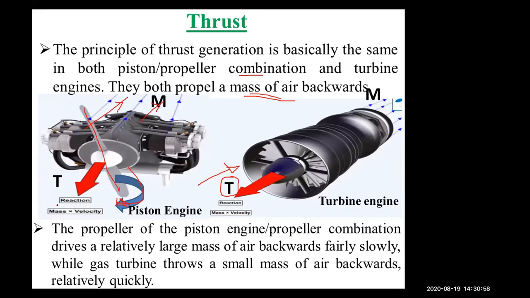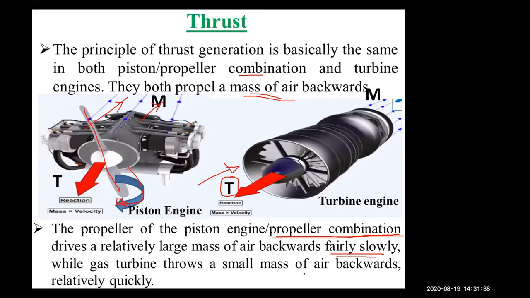So when we talk of a piston engine in the aircraft case, normally it is a propeller combination. The engine plus the propeller. This is the piston engine plus the propeller, so it's the power plant. The propeller piston engine combination drives a relatively large mass of air. When this rotates, a large amount of mass will be delivered backwards, fairly at lower speed.